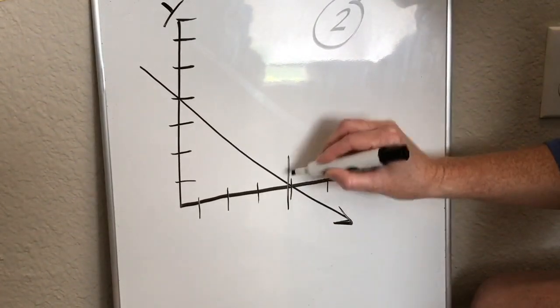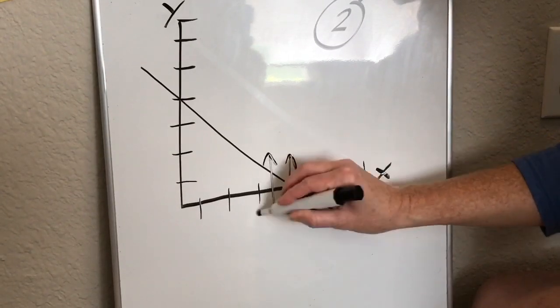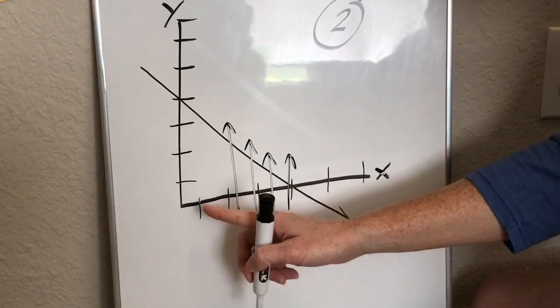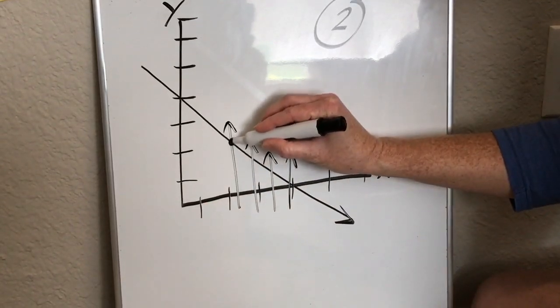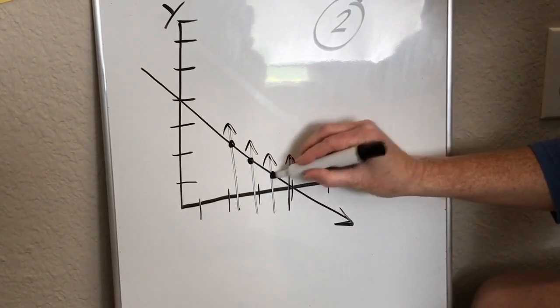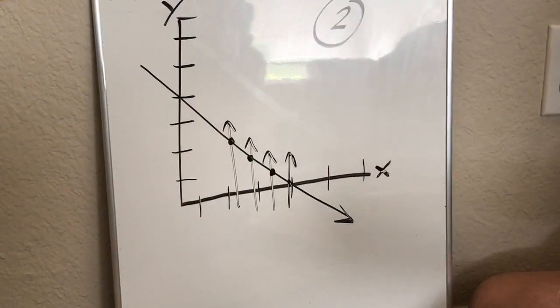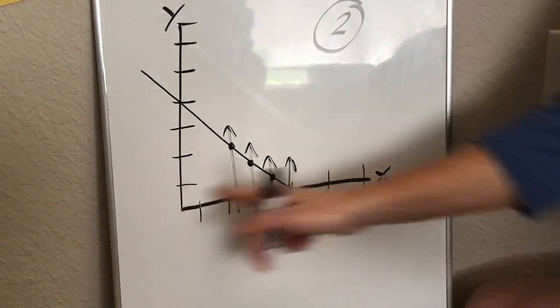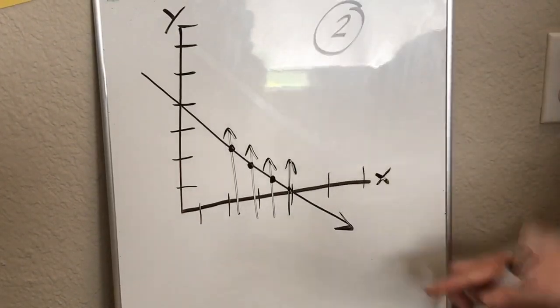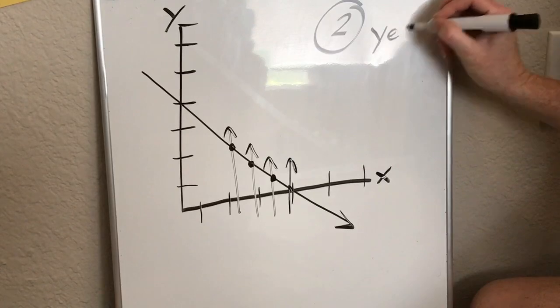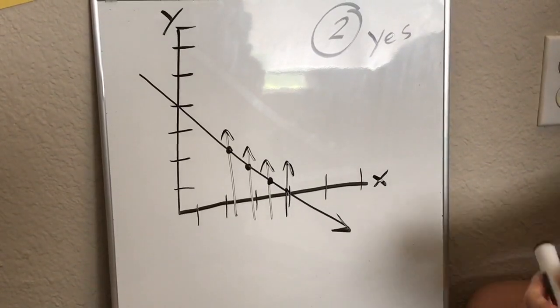When I look at this, it honestly does not matter what these numbers are. If I drew a line straight up from any point on this, every single x only has one point on the line that it hits. Each domain only has one range. Yes, number 2 is a function.